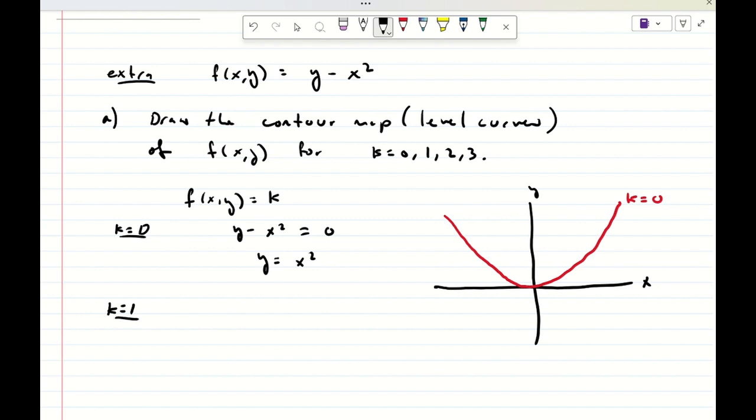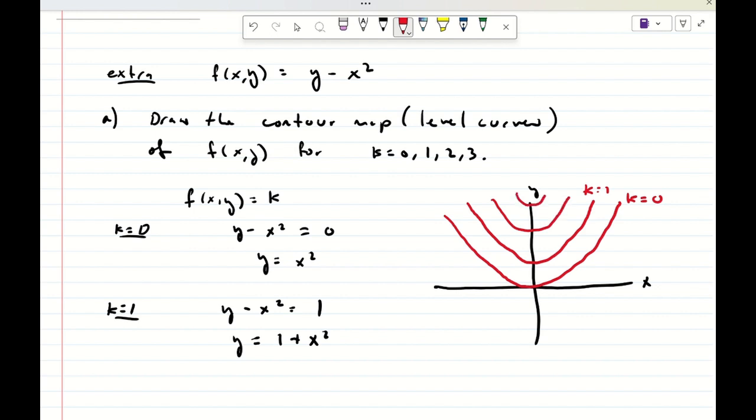When k is equal to 1, we would have something similar. Y minus x squared is equal to 1. So y is equal to 1 plus x squared. This is a parabola shifted up 1 unit. If we take this and graph it on our xy plane, this will look like this. So again, that's a level curve for k equal to 1. If you continue the scenario for k equal to 2, k equal to 3, you're going to get parabolas just the same. For k equal to 2, you'll get this one right here, and for k equal to 3, you'll get that one right there.